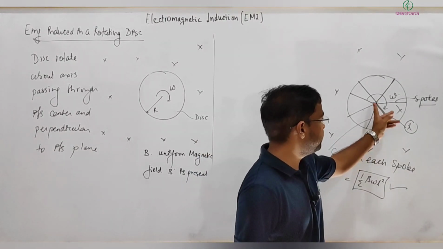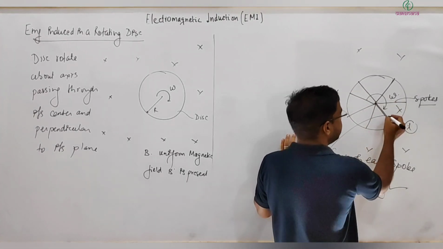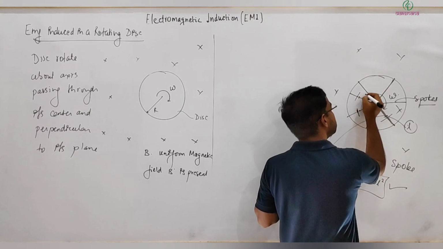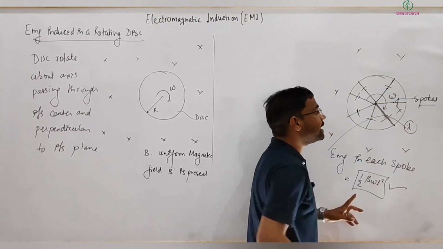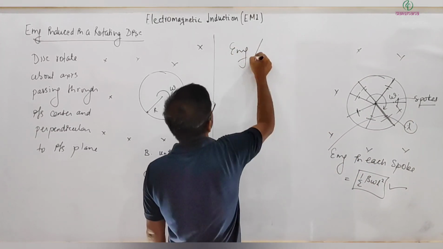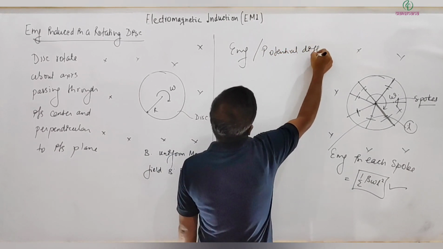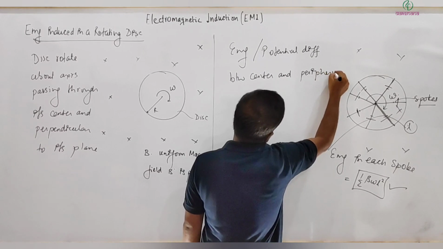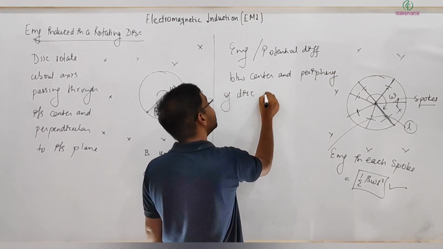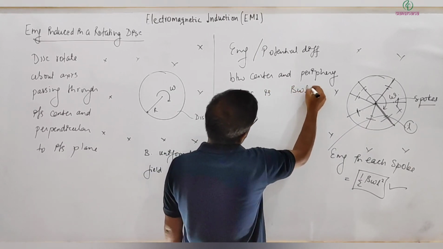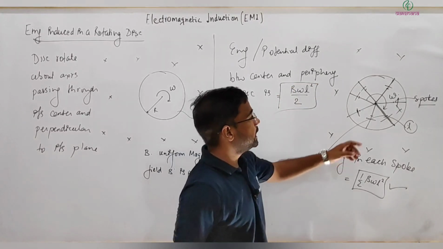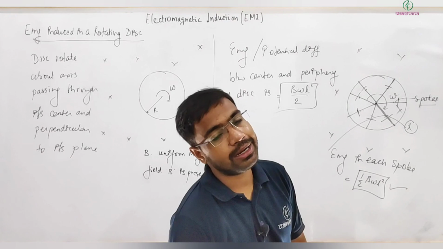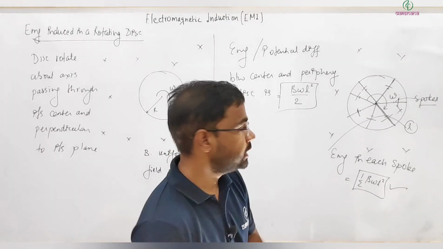In exactly the same manner, the EMF will be there in each spoke. If it is rotating like this, then the polarity will be like that. Here also there will be EMF, here also, and in each spoke. If I ask you the EMF or potential difference between the center and periphery of the disk, it is B omega L square by 2, because if n number of spokes are there, they are just like n cells connected in parallel. In that case, the EMF is simply equal to the EMF of one cell. I hope you understand this part.